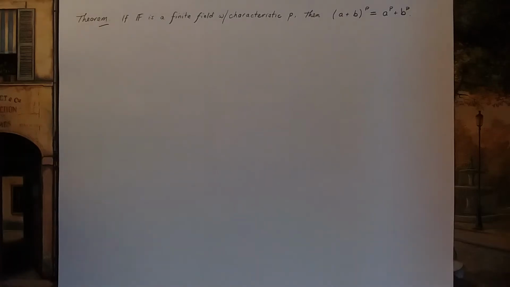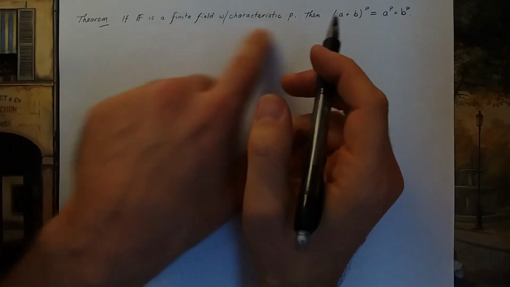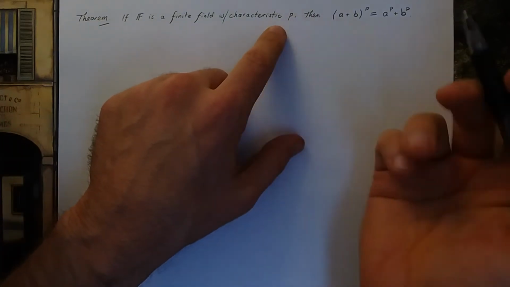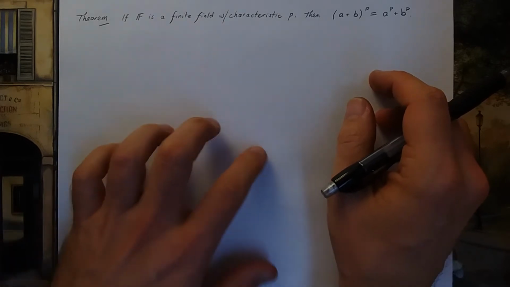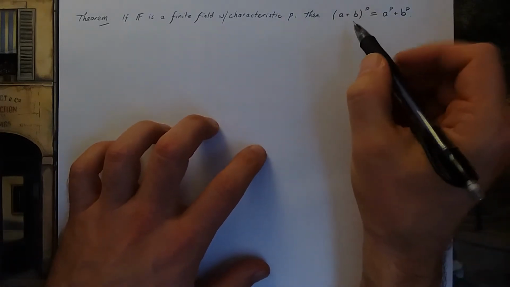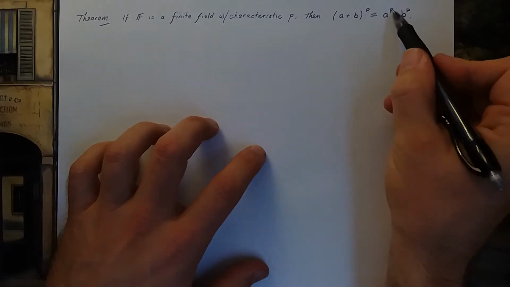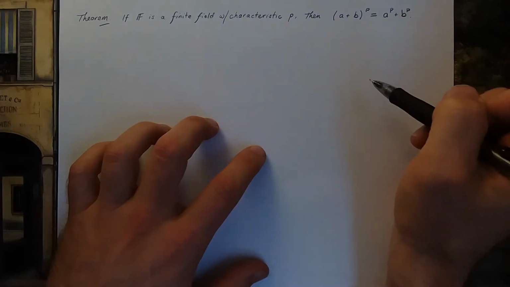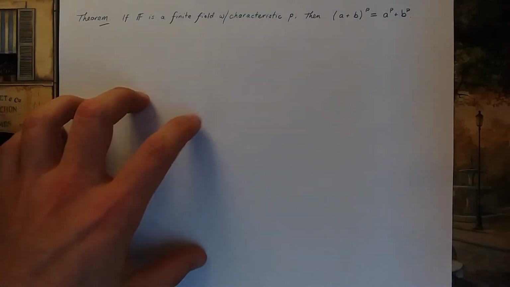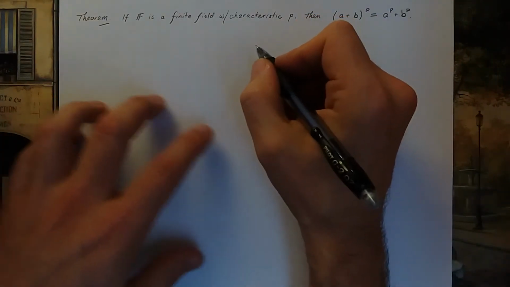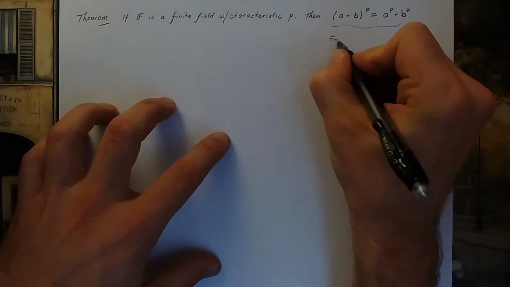So continuing our study of finite fields, let's suppose we have a finite field with characteristic p, which, according to our last video, means p has to be a prime number. Then this fact is true: (a + b)^p is the same as a^p + b^p. This is a famous result, sometimes known as the freshman's dream.